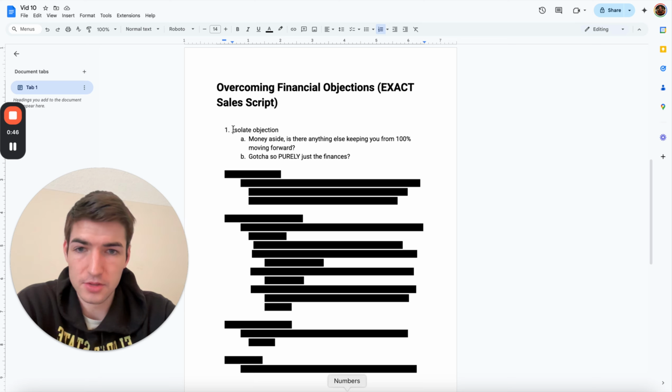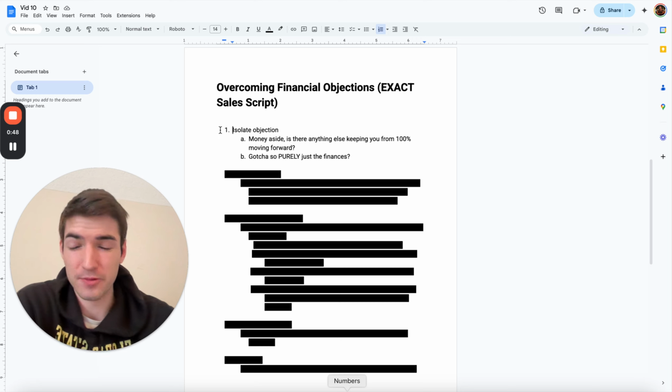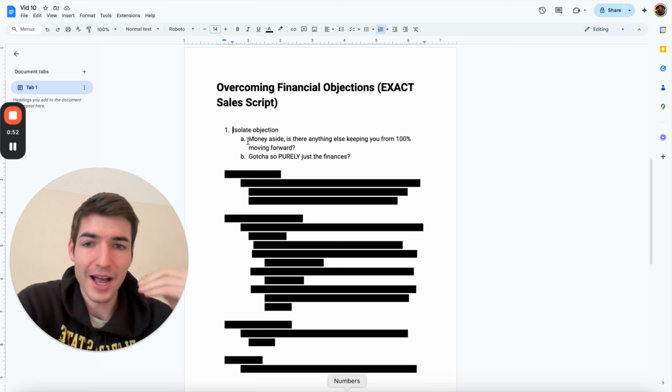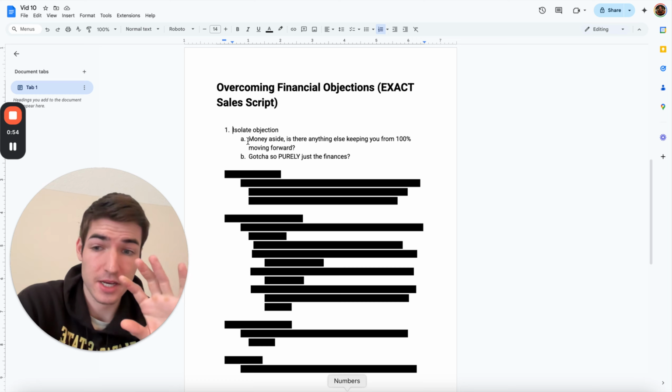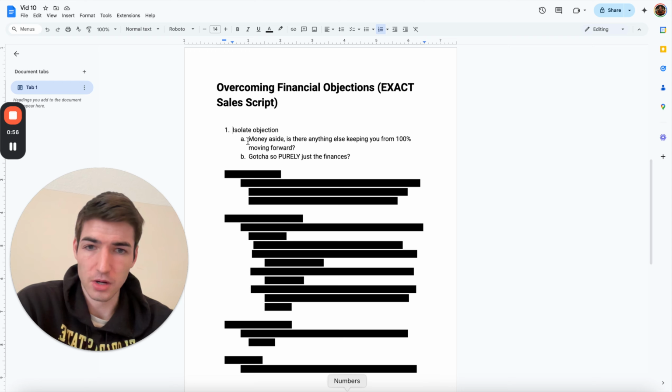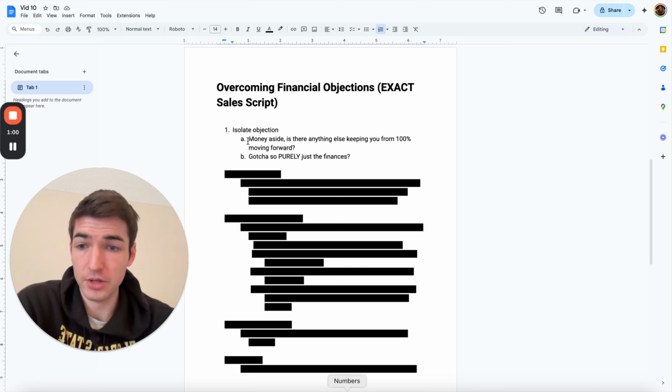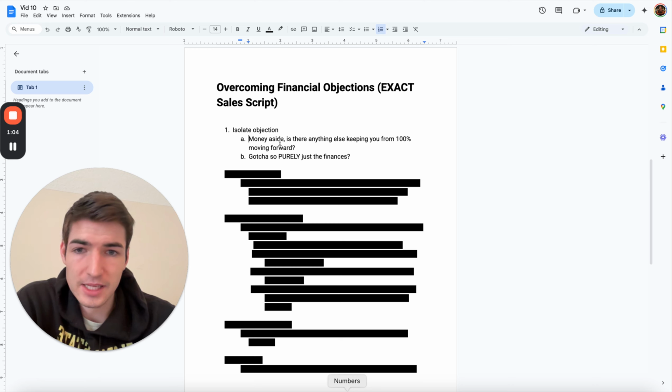That's what they tell us. There's some form of, hey, it's just the money, it's finance, I don't know if I can afford it. Could be anything like that. And so we just want to isolate that this is the real thing and there's nothing else going on. This is basically what you do for every single objection. You always want to isolate, hey, what's the one real thing that's stopping you from moving forward? So we would say something like, hey, no problem at all.